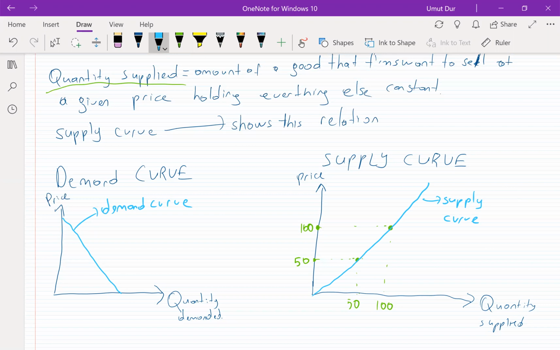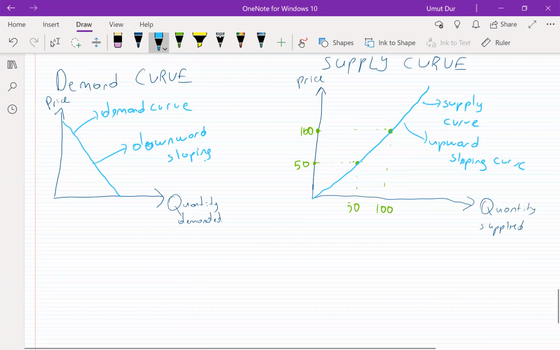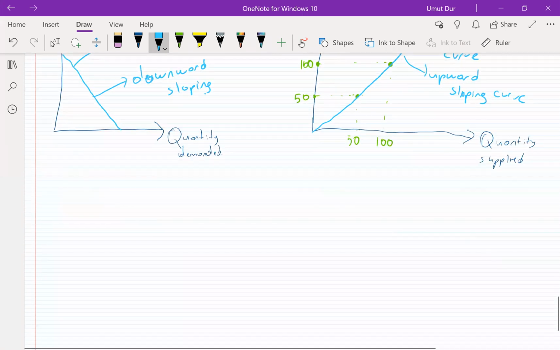So the difference between the supply and demand, as you can guess, is that the quantity supplied will increase with the price, which gives us an upward sloping curve. For the demand it was a downward sloping demand curve. So we will continue with the supply curve.